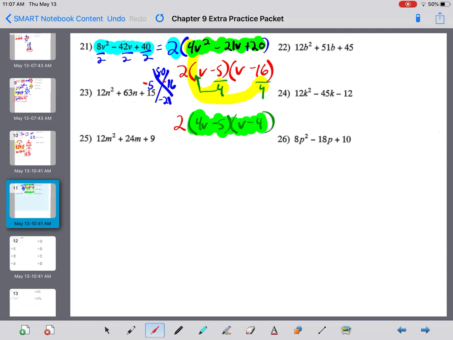Alrighty, number 25. What can you factor out here? Almost a 6, but 6 doesn't go into 9, so it's going to be a 3. So this is equivalent to 4m squared plus 8m plus 3. Notice this is your a value, and it's more than 1, so that stinks. We're doing the AC slide and divide method, or you're guessing and checking. Challenge you to guess and check it, like for factoring.